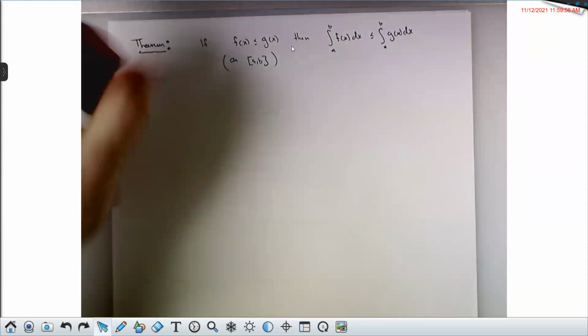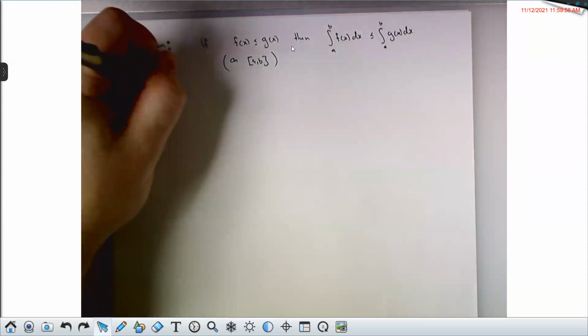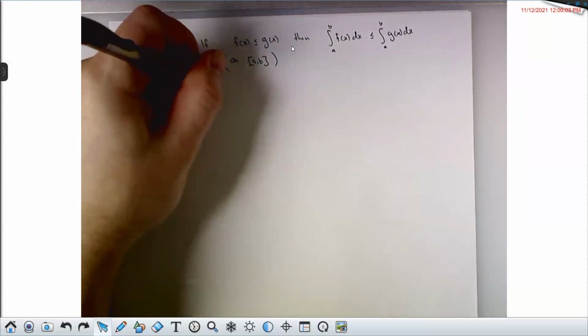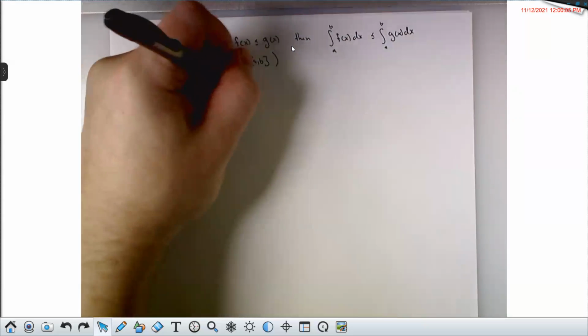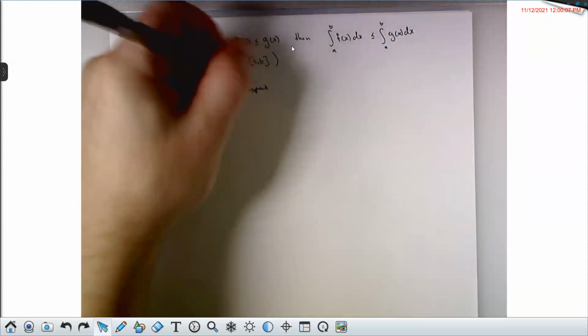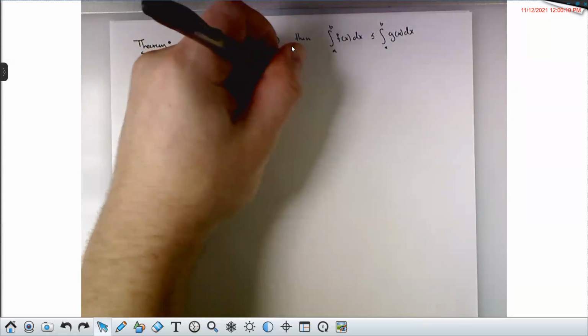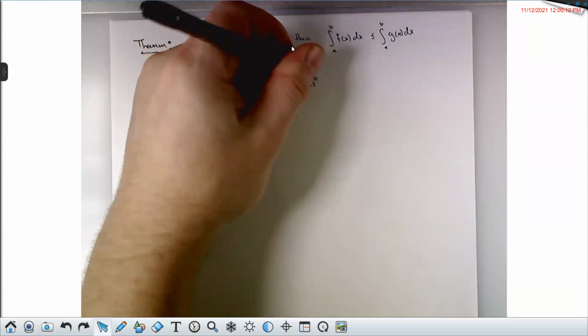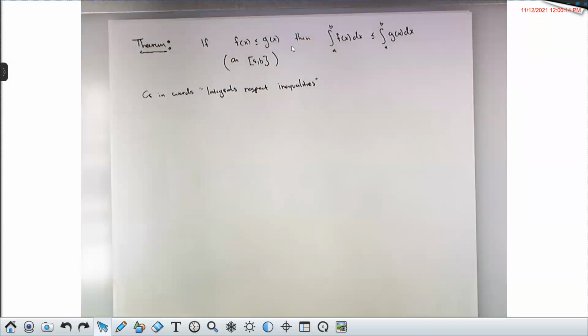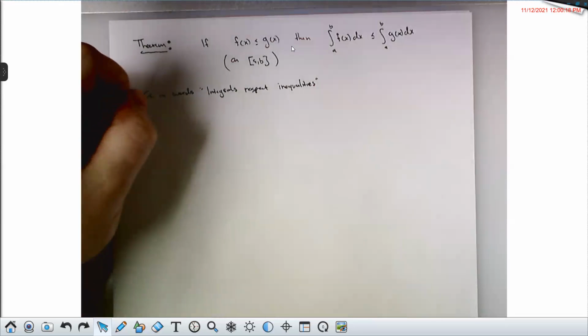But in words, integrals respect inequalities. And the proof here is trivial. It's just a picture.